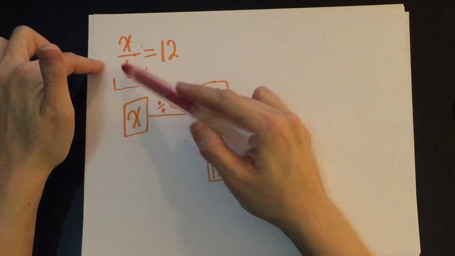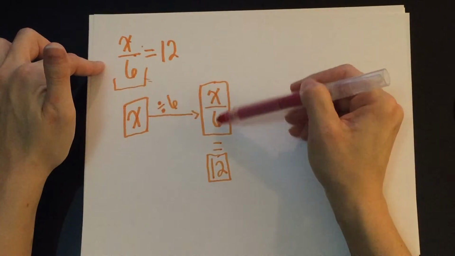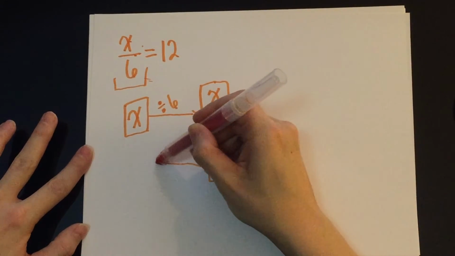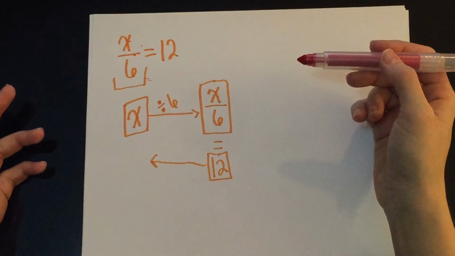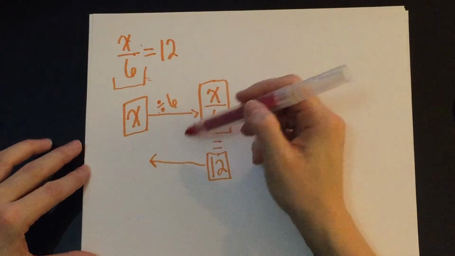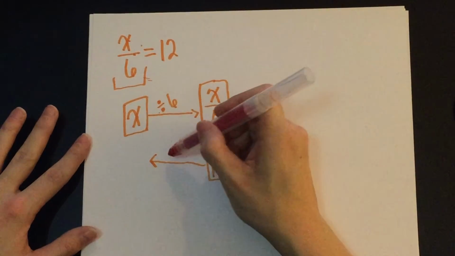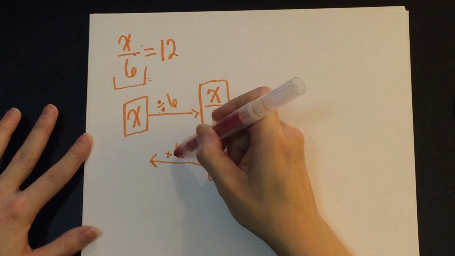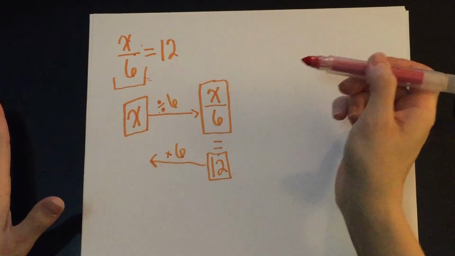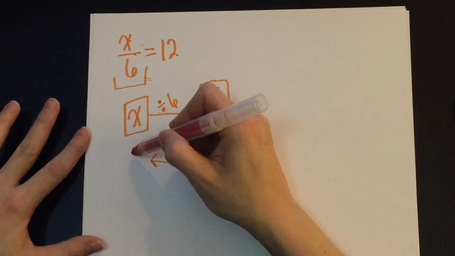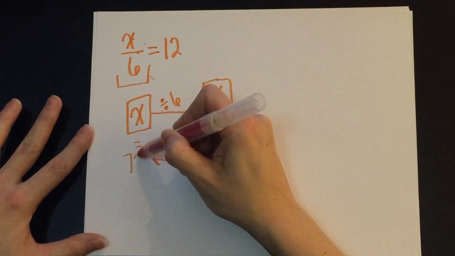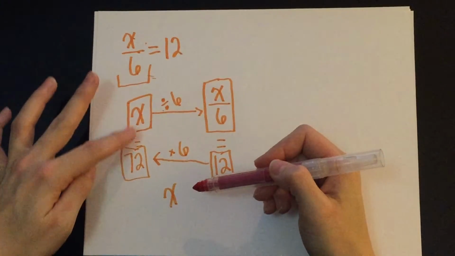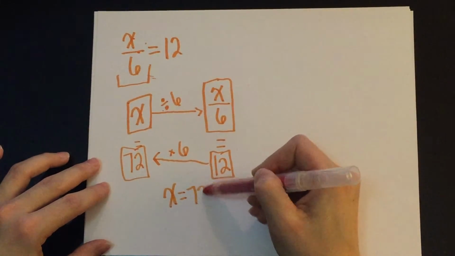So now we have our complete equation. This complete equation appears right here. Now we're going to work backwards, and we're going to undo this, take it apart. We're going to do the opposite of divide by 6, which is multiply by 6. So 12 times 6, if you remember your multiplication facts, is 72. So x equals 72.